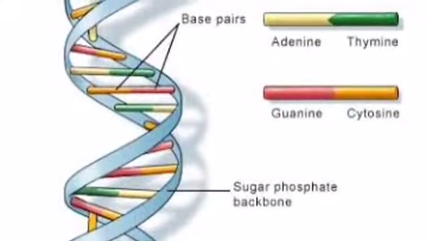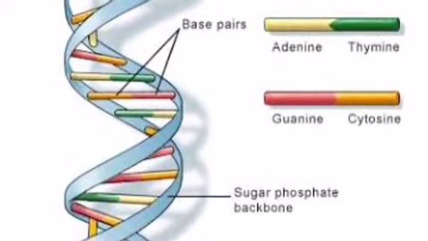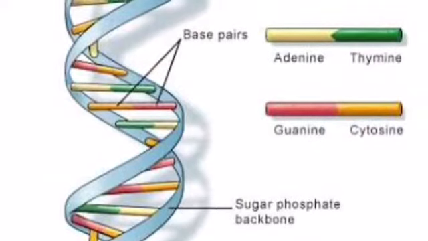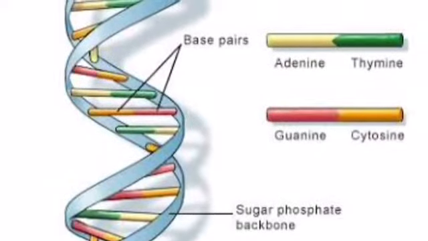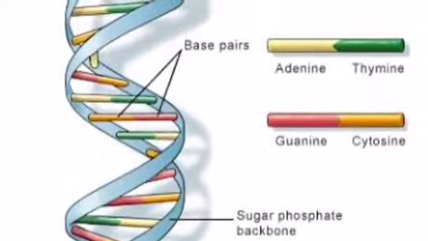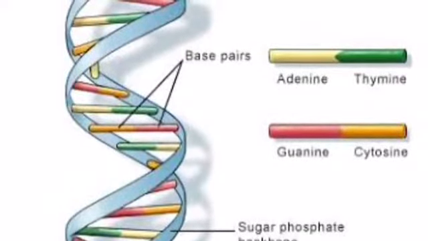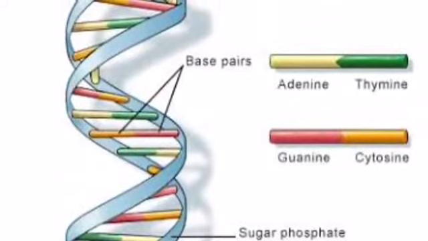The colors inside the double helix represent nitrogen bases. The nitrogen bases are adenine, thymine, guanine, and cytosine. So basically, these bases are paired together. Adenine is paired with thymine, and guanine is paired with cytosine. They are bonded together with hydrogen bonds.